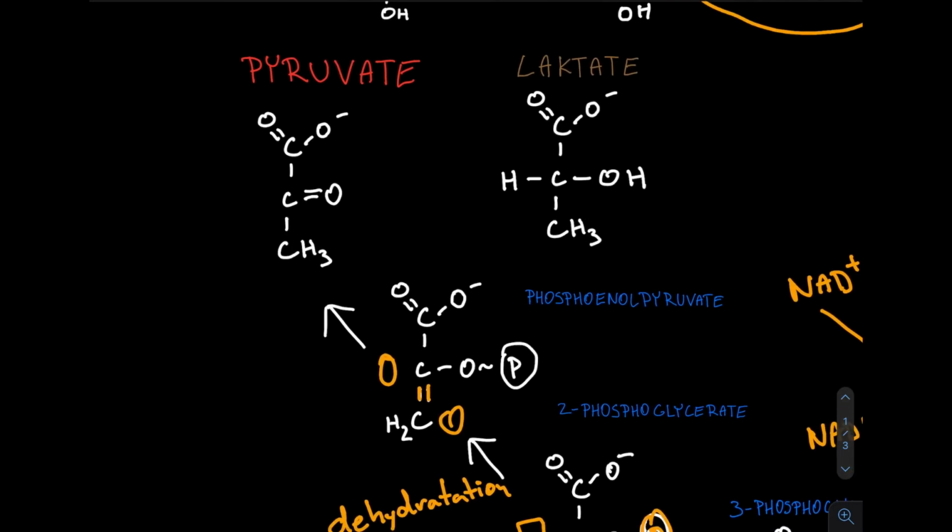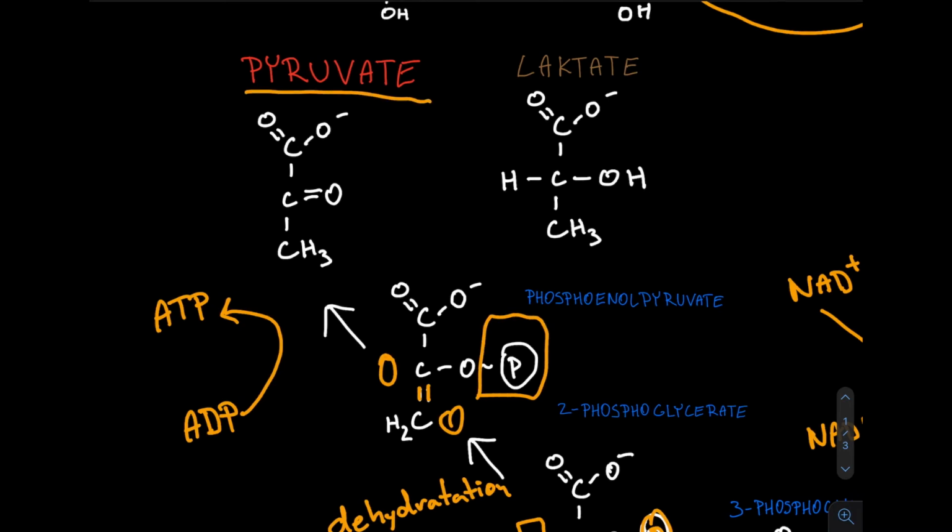In the final reaction of glycolysis, it's also dephosphorylation. So we have dephosphorylation again. And we have here ADP, which tears away the phosphate right here and creates the final molecule, which is pyruvate. However, we can see that we have here another molecule called lactate.